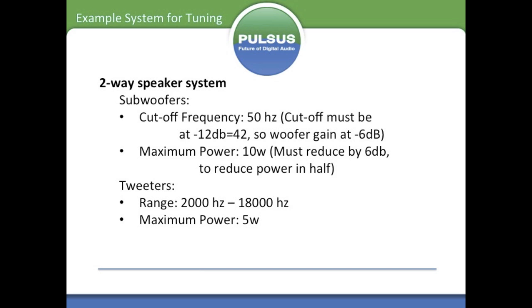To tune this, you're going to have to work out a cutoff point for the woofers, a crossover point between the woofers and tweeters, and how to balance those speakers, as the output will be different. The woofers will have a 50 Hz cutoff point with maximum power of 10 watts. The tweeters will have a range of 2000 Hz to 18,000 Hz with maximum power of 5 watts.